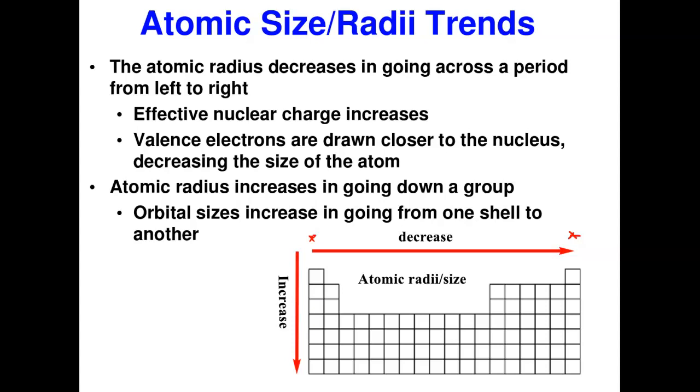Now, the effective nuclear charge represents the number of protons. Let's see an example. You're going from hydrogen to helium. You're going from lithium to beryllium, to boron, carbon, nitrogen, oxygen, fluorine, neon. I don't want to keep writing them. But what am I trying to tell you?